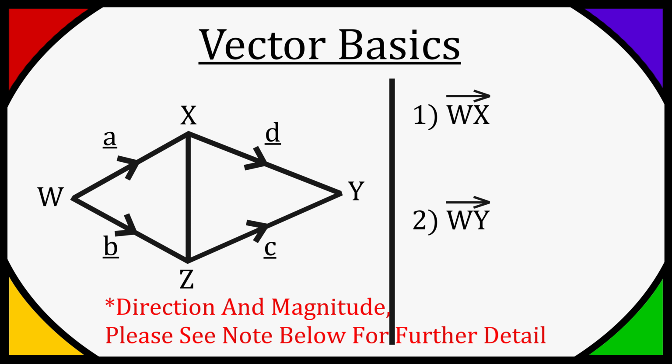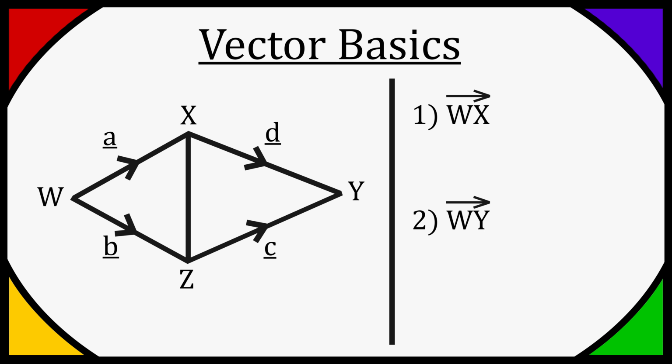So it just so happens that, for example, we have W to X, that's A, X to Y, that's D, and the arrow on them shows the direction they're going. So if you wanted to go the opposite way, it would be a minus of that vector. And vectors are often put in bold or underlined. So hopefully that makes sense. That's the basics for vectors. We're going to go over question 1 and 2.